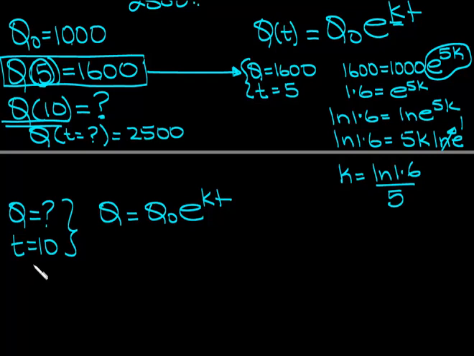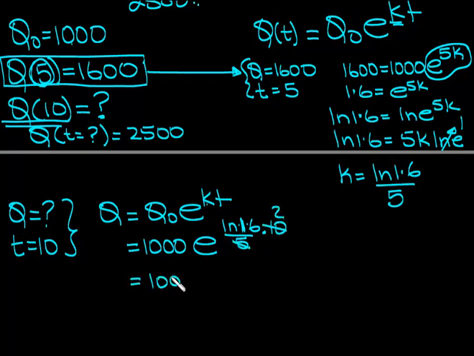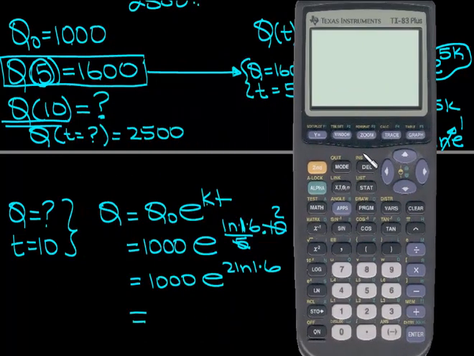Same formula, Q = Q0 e^(kt). It's a population growth problem, so same formula. We're looking for Q, so Q0 is 1000. We have e to the k, and k is ln(1.6)/5, times 10. 5 goes into 10 two times. So we get 1000 times e^(2 ln 1.6). It's just a matter of punching this into your calculator, so let's do that.